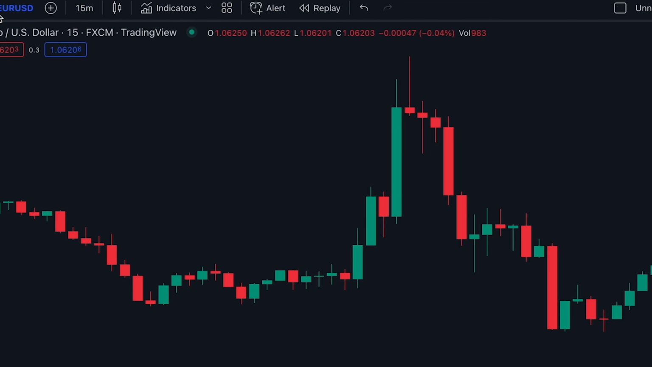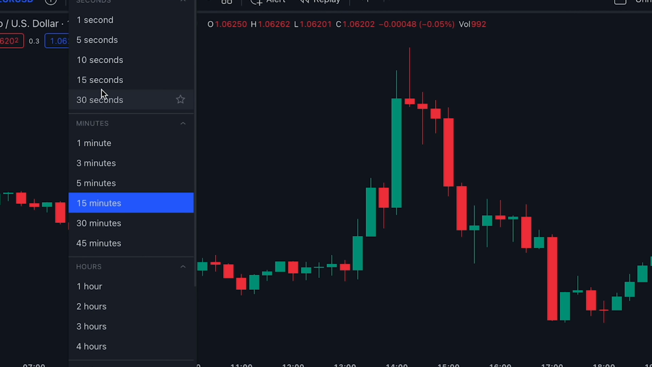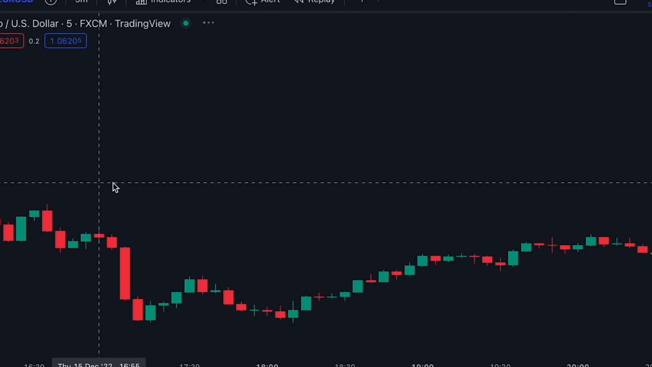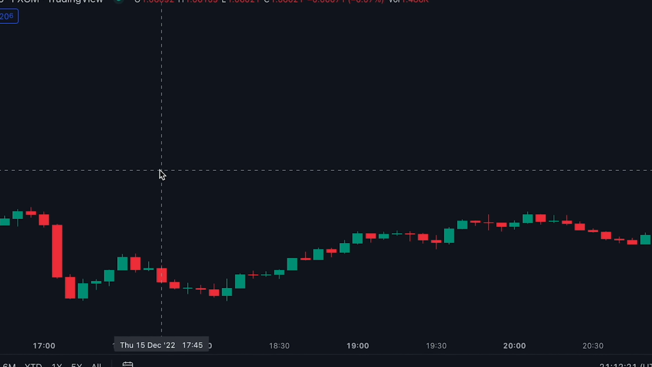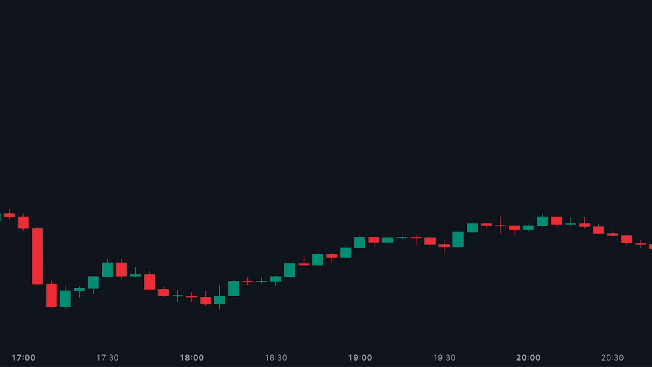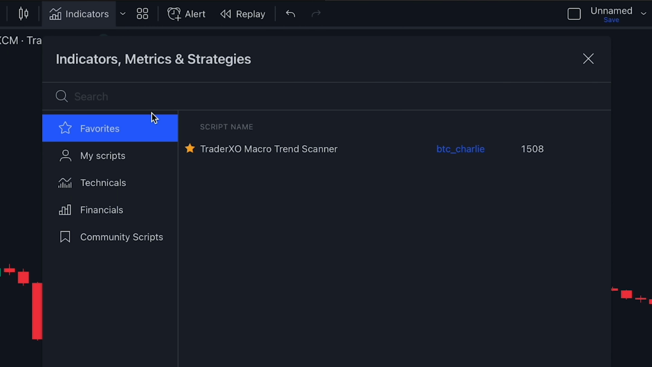Now I'll set my time frame to 5 minutes, but keep in mind that you can use this strategy on all time frames, because you will be profitable on all of them. Now, it's time to add indicators to our chart. In total, 3 free indicators are going to be used in this strategy.